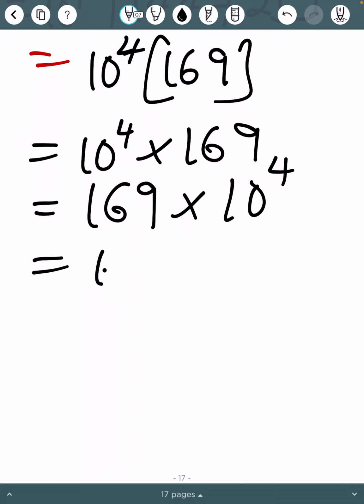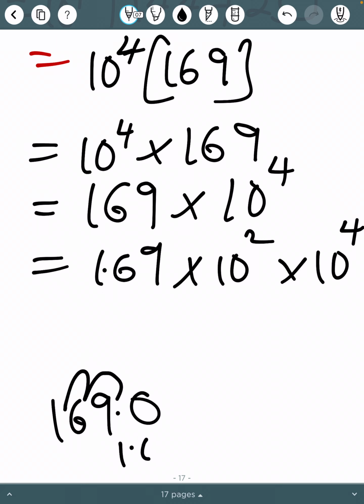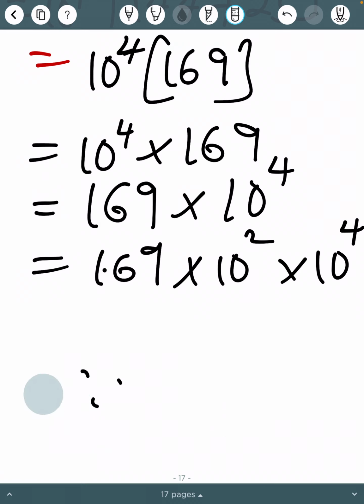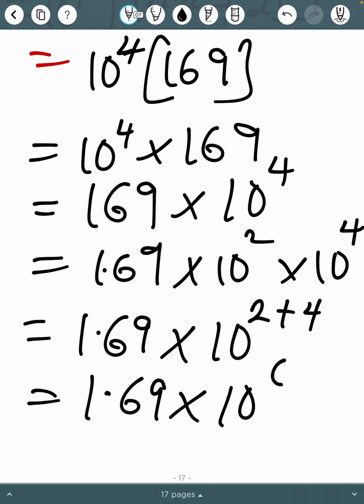169 is the same thing as 1.69 times 10 raised to the power 2, which I multiply by 10 raised to the power 4. 169 is the same thing as 169.0, so I bring the decimal here twice. It will be 1.69 times 10 raised to the power 2. I'm just re-explaining. So this gives me 1.69 times 10 raised to the power 2 plus 4. That gives me 1.69 times 10 raised to the power 6. That's how to write the answer to that question in standard form.